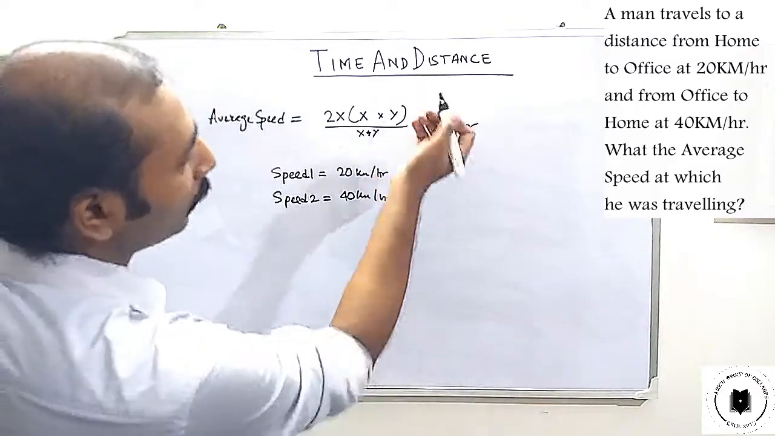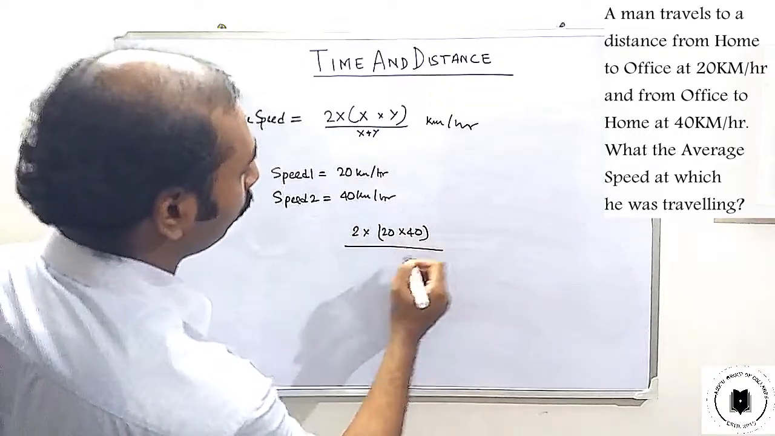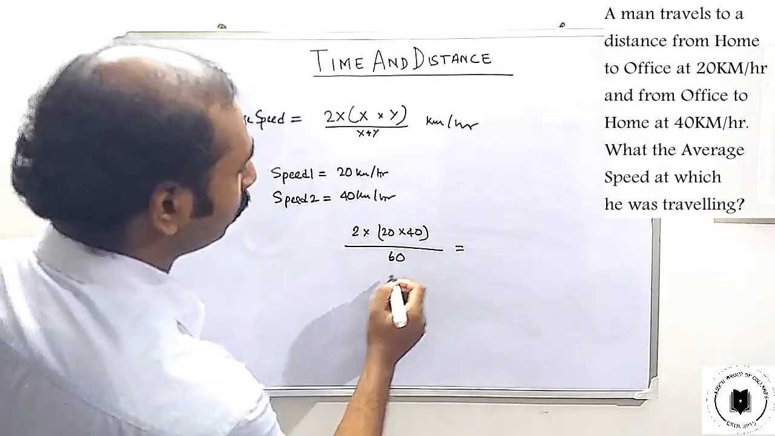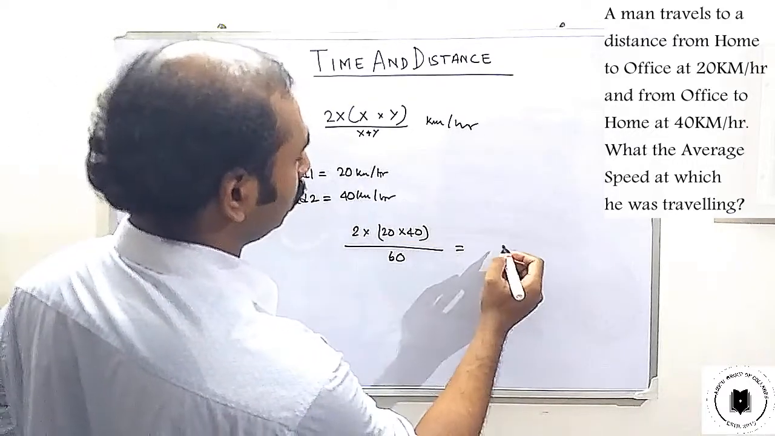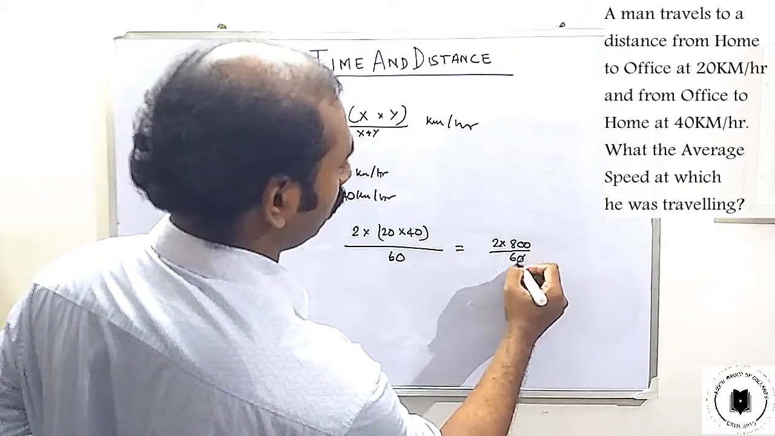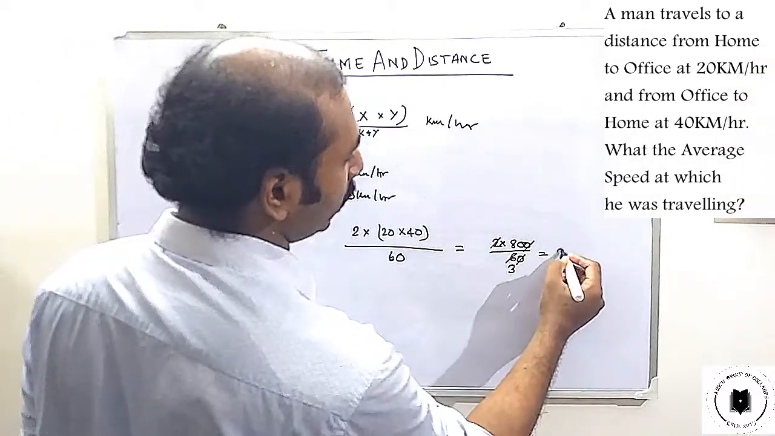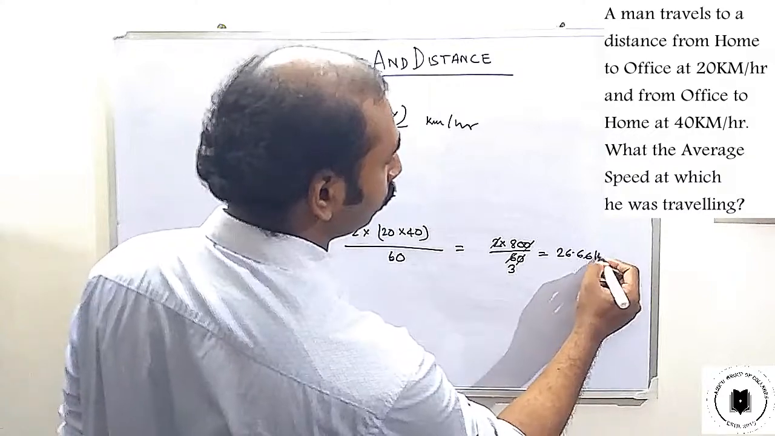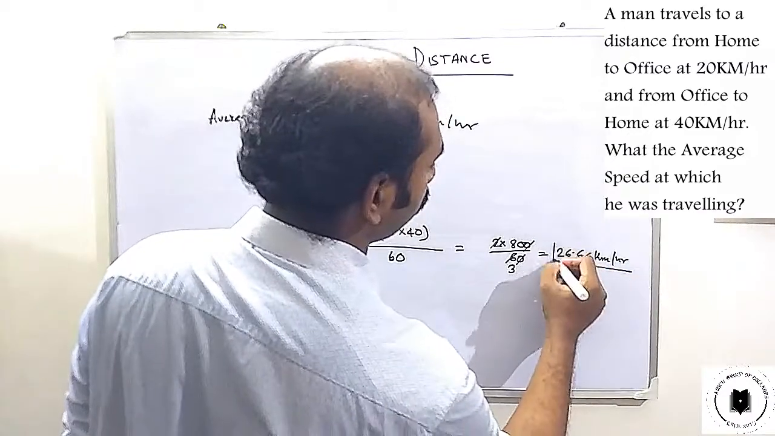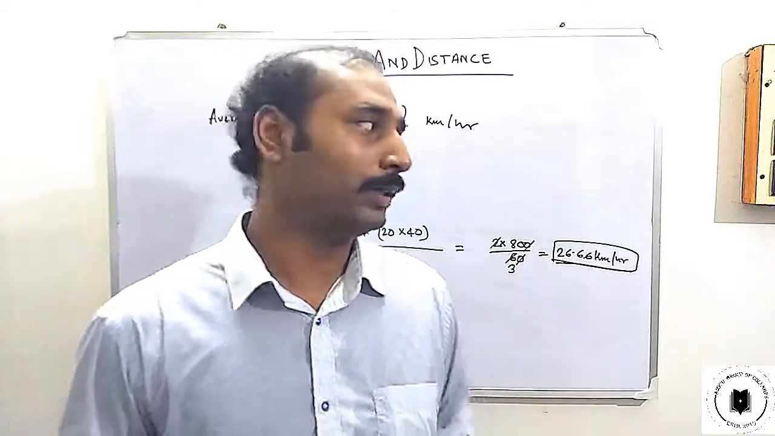Now average speed could be calculated like this. So we're going to take this. Okay, so now what happens is this. So now it comes down to almost 26.66. I think you have understood how this works.